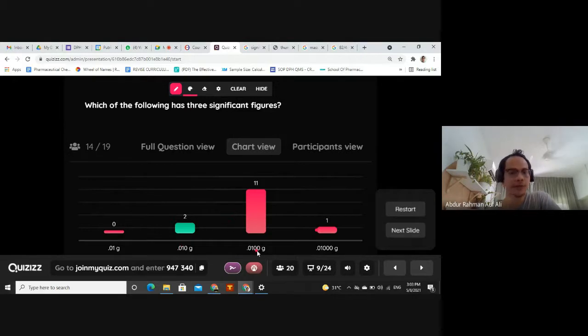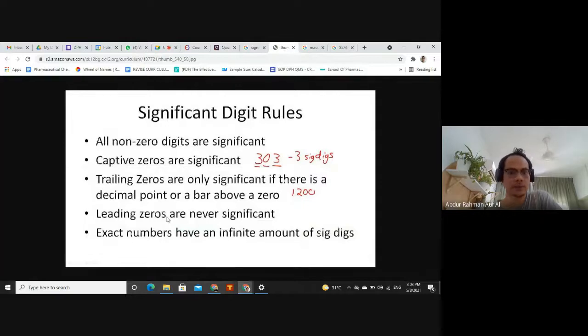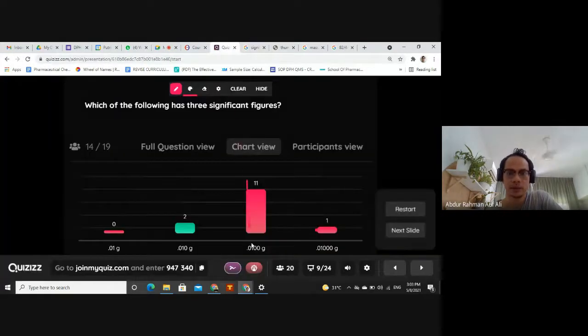Okay, kamu betul. Yang ramai jawab ni betul. Okay, so 0 ni leading. So leading zeros are never significant. Okay, leading zeros are never significant. So betul, saya silap set kat sini. So 0 kat sini dikenali sebagai leading zero, 0 yang terletak di depan.